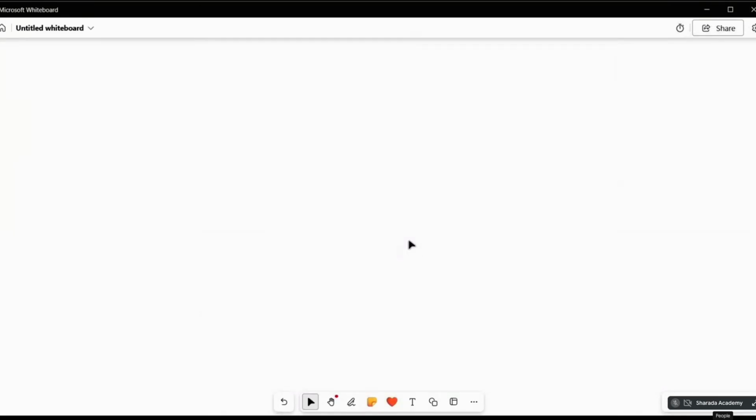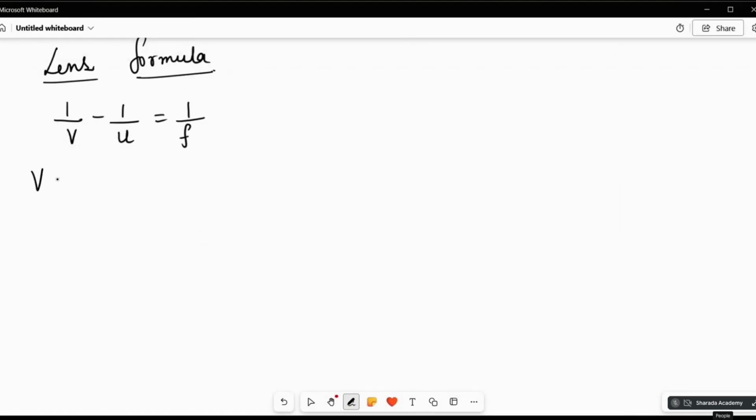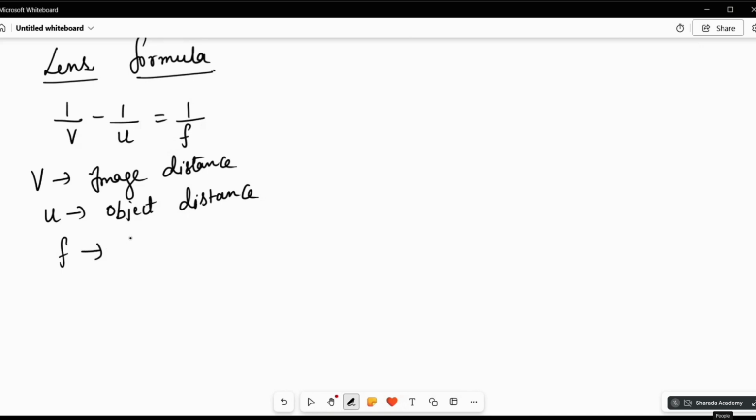It's about the formulas. Write down this lens formula. We have 1 by v minus 1 by u is equal to 1 by f. Write down this. v is the image distance and u is the object distance. f is the focal length. Okay. This is the first formula.